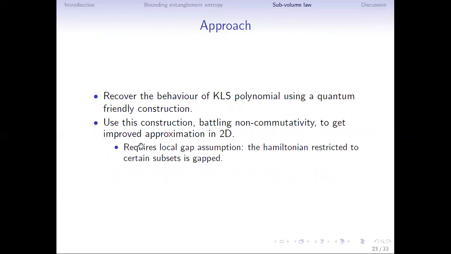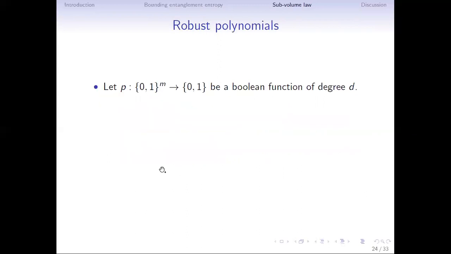Our approach will be to try to recover the KLS polynomial behavior using a different and quantum-friendly construction. We'll do it first for the case of approximating the AND function. We'll try to fight the non-commutativity issue, and we'll try to get an improved approximation for the ground state in 2 dimensions. We'll be requiring a local gap assumption for this, which states that the Hamiltonian restricted to certain subsets that I'll show later is also gapped. An important tool for our construction will be the robust polynomials of Sherstov.